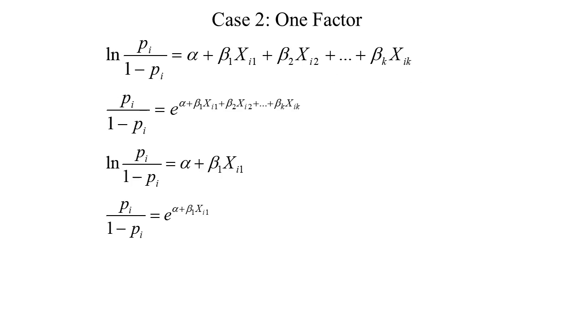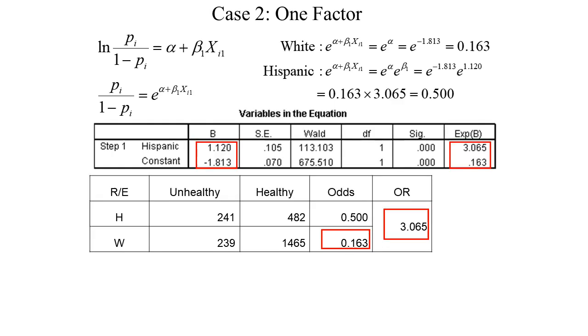The second simple example is a model with only one independent variable, which was a binary variable, indicating whether the person is Hispanic or not. Results of the logistic regression are shown in the upper table. Beta for Hispanic was 1.120 and alpha, the constant, was -1.813. The lower table, which is a 2-way contingency table of self-reported general health by race/ethnicity, shows how those numbers were obtained.